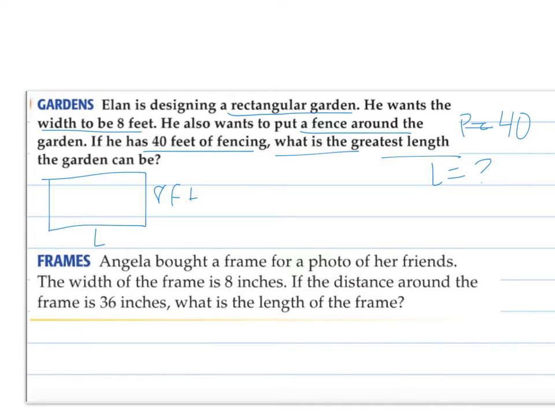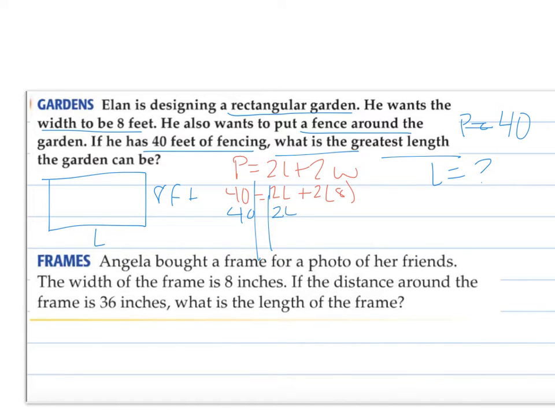So this time, in our formula, perimeter is twice the length plus twice the width. We're given perimeter, we're looking for length, and we know our width. So this is just like an equation, a two-step equation. We solve for our unknown variable. If you want to draw a tape diagram to help you, that's fine.